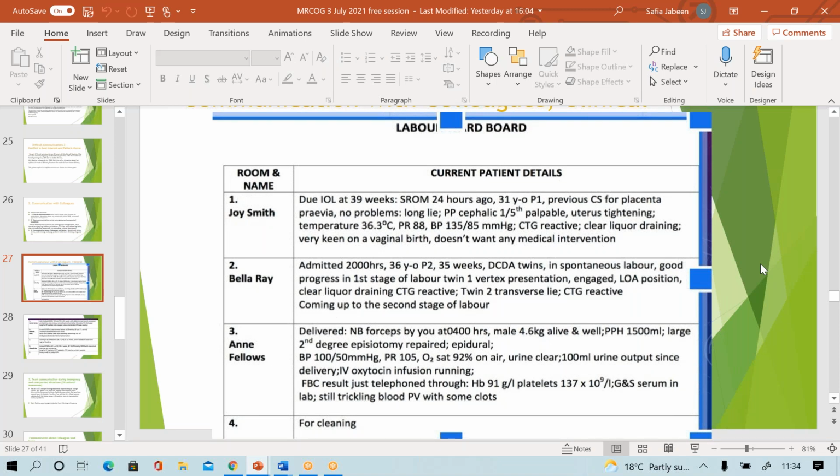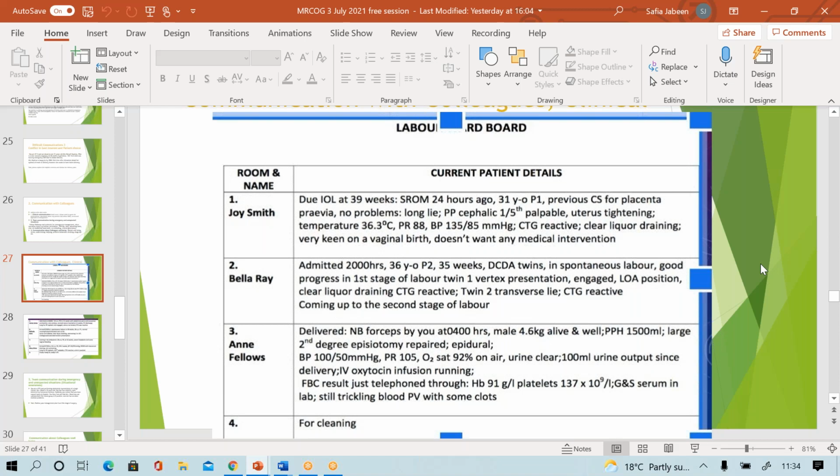What's her temperature, pulse, blood pressure, what's the color of the liquor, how is the CTG? Ask the examiner to give you the CTG, and they will give it to you. Then ask, tell me about the contractions, and when was she last examined. These are the very basic information, just as you would quickly ask the patient in a history.